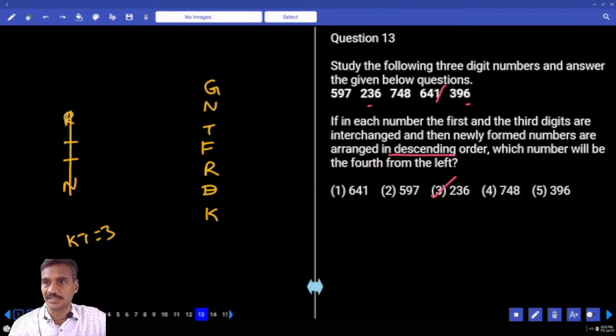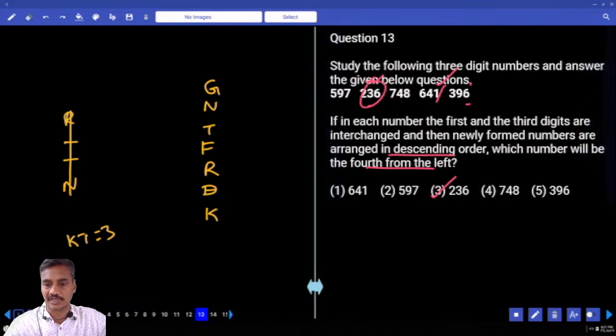Choice 3. Clear? Are you getting this one or not? Because all the numbers are arranged in the descending order. Hence, fourth from the left is nothing but second lowest number. And first lowest is 1. Second lowest is 236. That is 632 and 693. Hence, this is the second lowest.